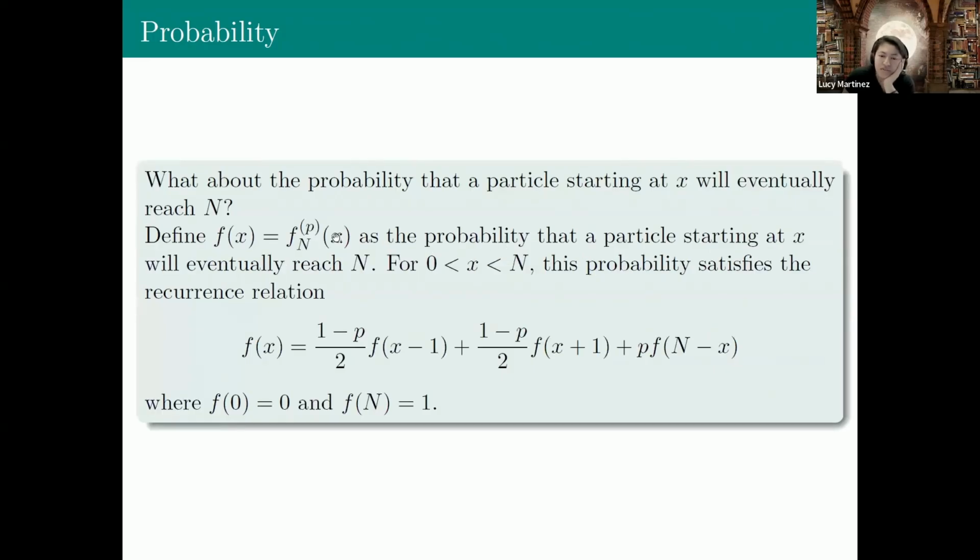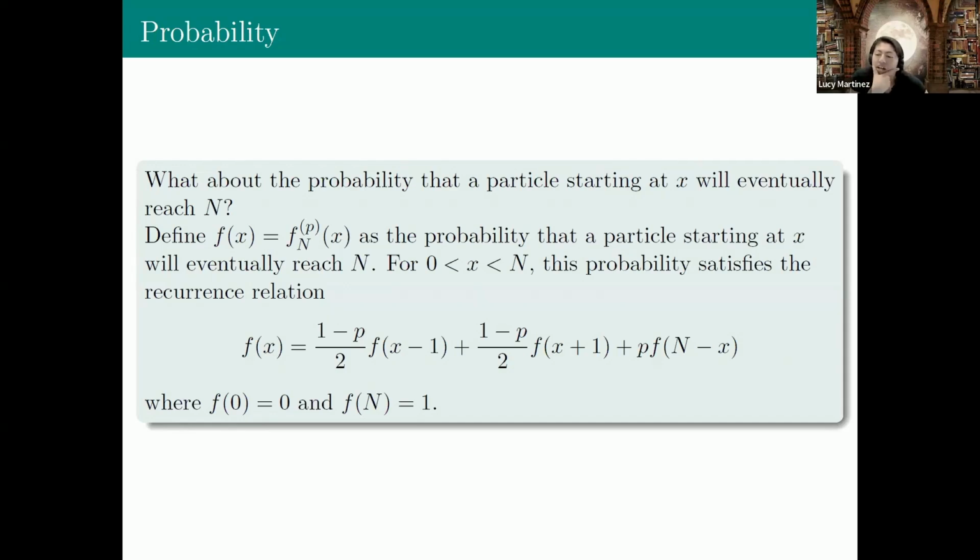We're going to define this quantity f of n raised to, it's not raised to p, but what this means is that this f of x is going to depend on n, p, and x. And f of x is going to be the probability that a particle starts at x and will eventually reach n. And just like before, this probability satisfies the following recurrence relation.